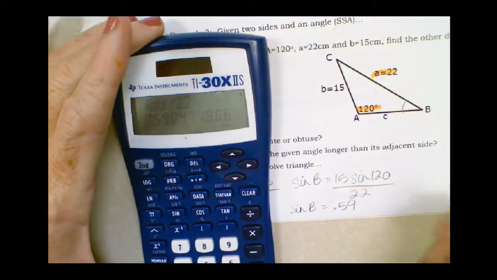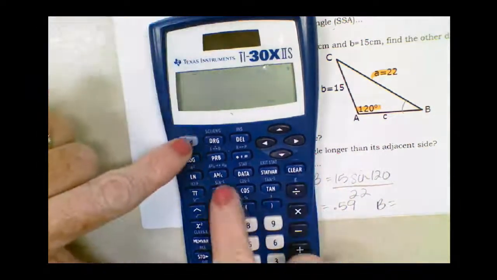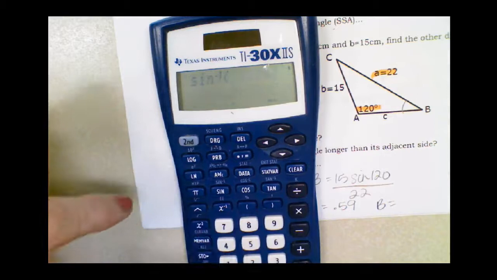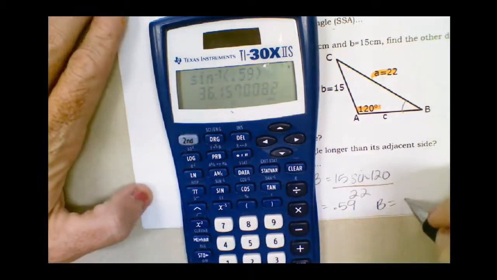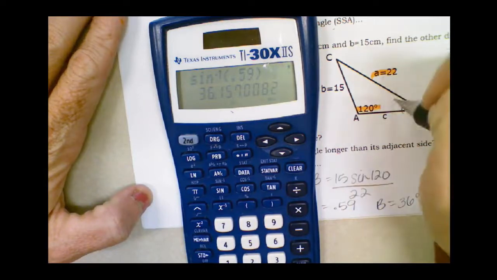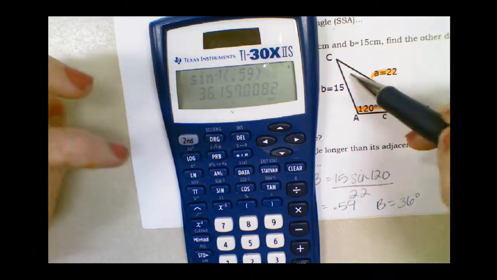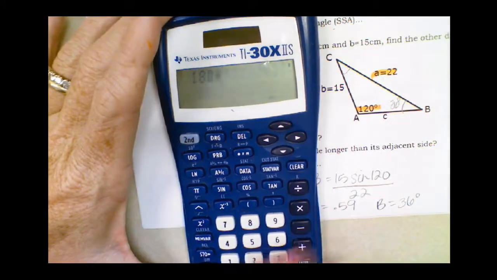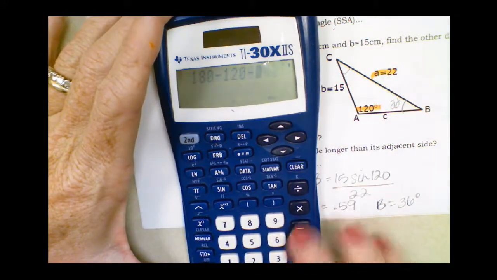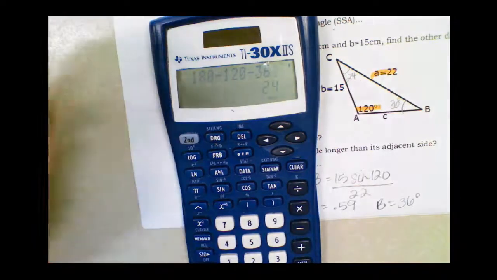So the way that you're going to calculate that in your calculator is you're going to use your inverse sine. Second sine, 0.59, close your parentheses, and equals, and that's about 36 degrees right there. Okay. So now once you have that figured out, you can pretty easily figure out the angle of C because it's just 180 minus 120 minus 36, and that gives us an angle of 24.